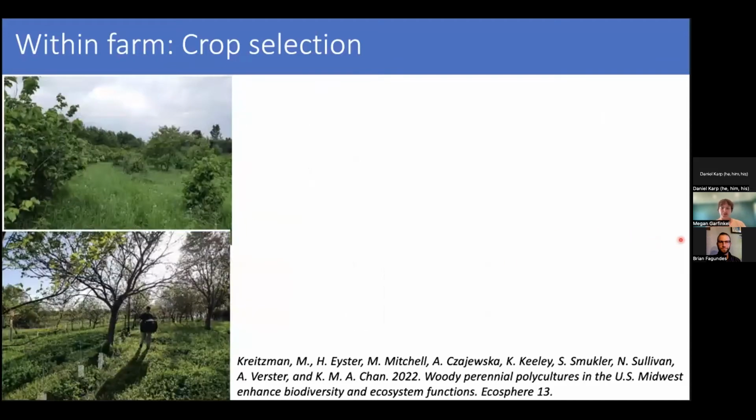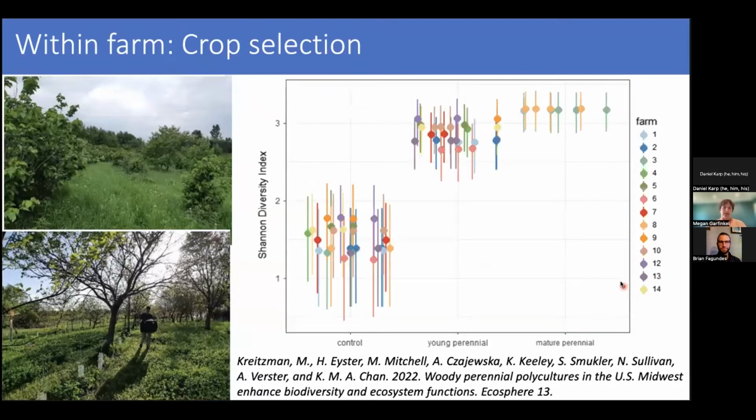So another example of this comes from a study in the Midwest where they were comparing the bird use of fields that were growing monocrops to perennial polyculture fields. These perennial polyculture fields were growing a variety of trees for fruits and nuts and things like that. And so again, they found a similar pattern. What we're looking at here is these control monocrop farms, fields, generally had lower bird biodiversity.